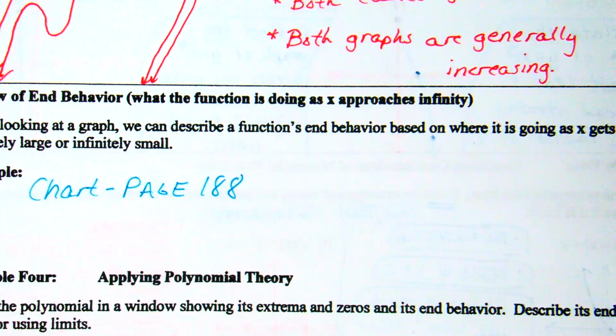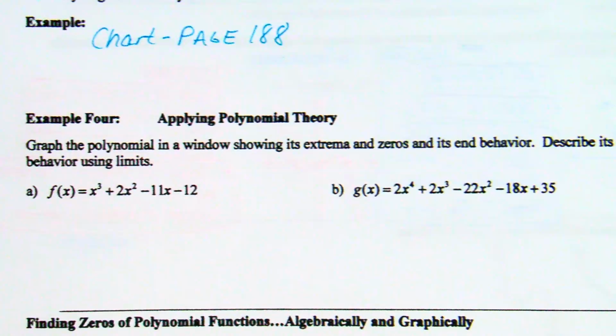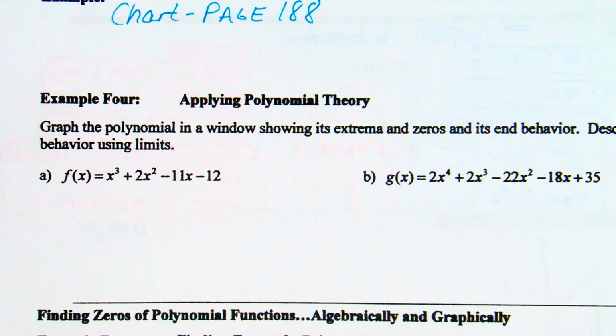Let's look at how we're going to apply this and what you have to do. Got your calculators available still? Graph the polynomial in a window showing its extrema and zeros and its end behavior. Describe its end behavior using limits. Okay? So describe its end behavior using limits. And we're also going to identify how many extrema and zeros because I think it asks us to do that in the book. So if you haven't already, are you graphing A?